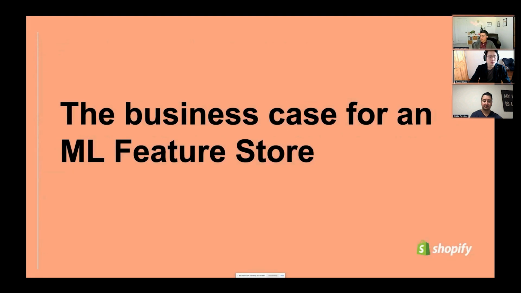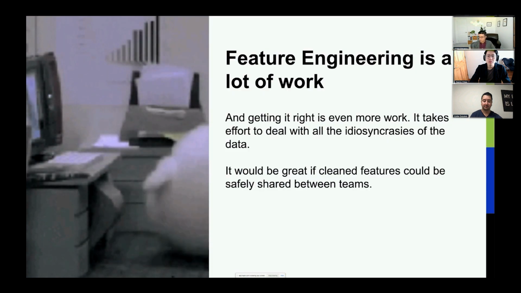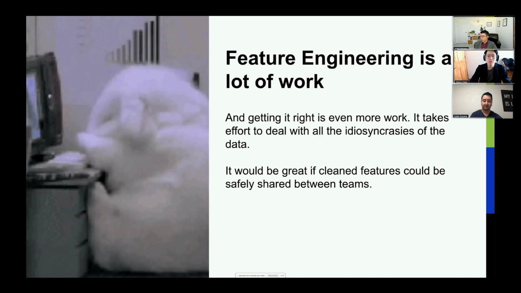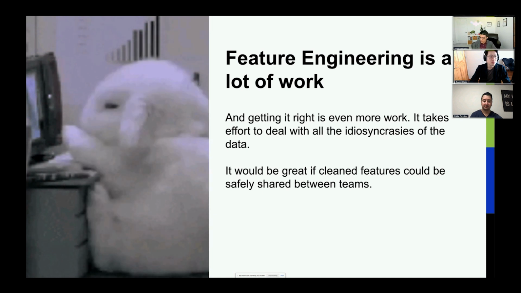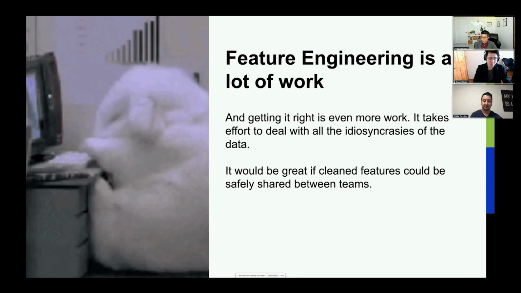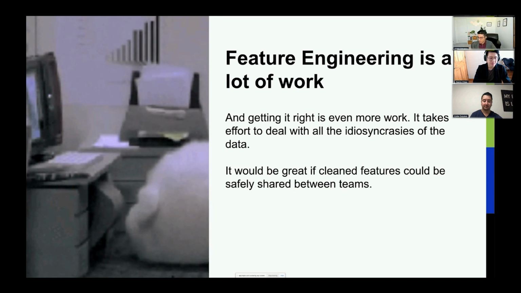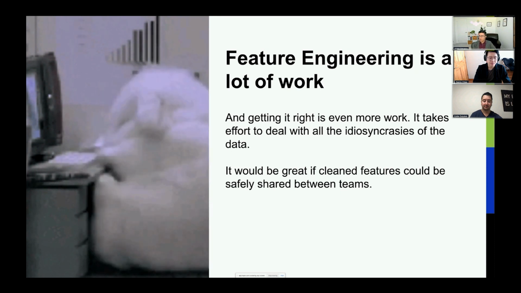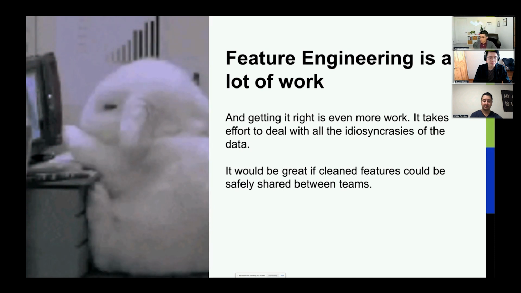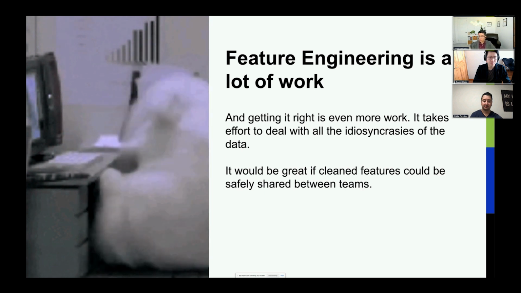So I'll start with the business case for a feature store. This applies to Pano, but this could also apply to your org. Essentially, feature engineering is a lot of work. It takes a lot of work to get rid of all the idiosyncrasies in your data. Common problems are like, what do you do with null values? What do you do with negative values? Whatever, you understand the point. There's a lot of idiosyncrasies with the data, and teams often find themselves repeating the same work across multiple projects. It would be great if that work could be shared.